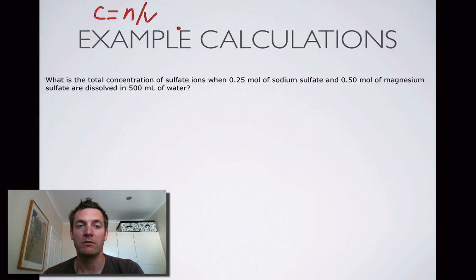Some of you might have already thought of the fact that you can rearrange this as well to find the number of moles, so N equals C times V. That's not that important in this problem, but anyway, it comes up in the next one. So let's have a look at what we've got here.